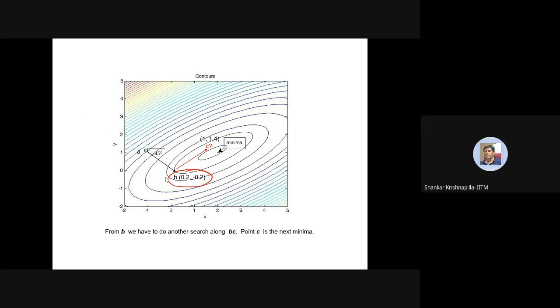Now we have to do one more iteration. Starting from b, you have to do one more search until it touches c here. I think the actual value of c is 1.4, but we'll see if we are reaching there. For the next search, the starting point is 0.2, minus 0.2. And you have to find this del f vector. So you have to repeat the same thing again. For the next iteration, we will not look at any contours or anything. Since you are familiar with everything, we just look at the equation.